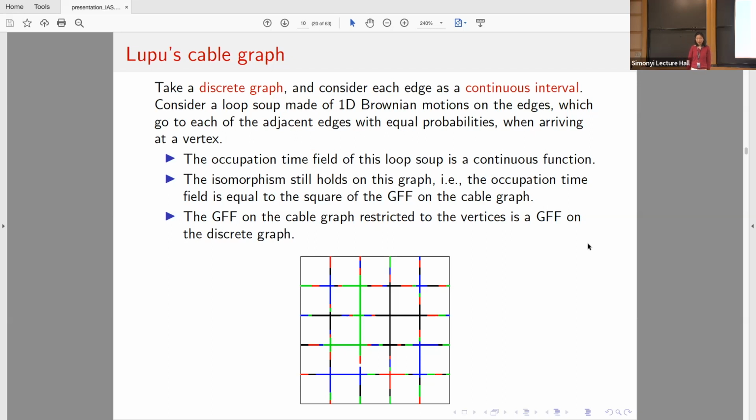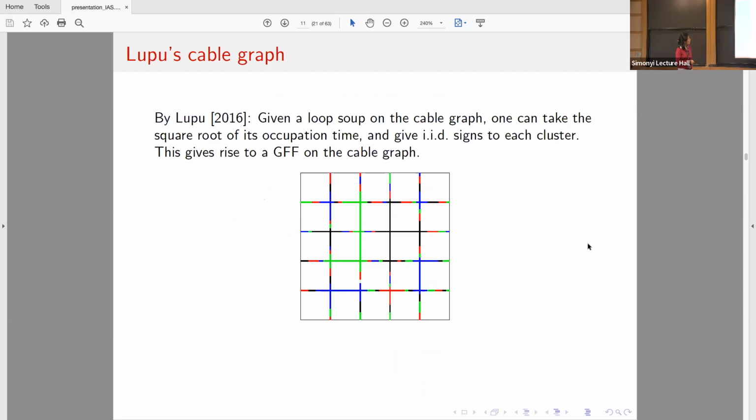With this, on this cable graph, the loop soup is locally dimension one, so the occupation time field is a finite function, and so we can take the square root of this occupation time field. He has shown that the isomorphism still holds on this cable graph. And because the graph is composed of continuous edges, we can actually see the different clusters of the loop soup.